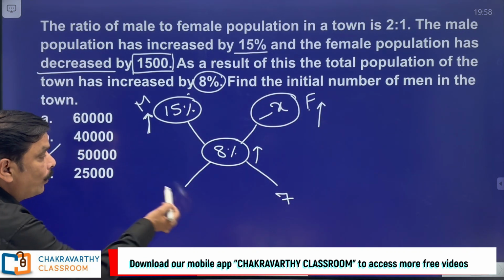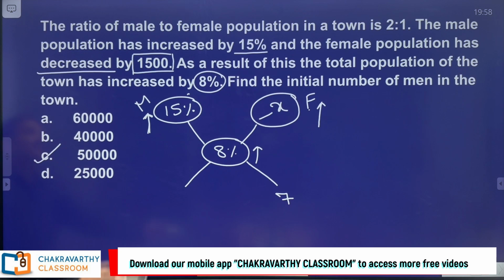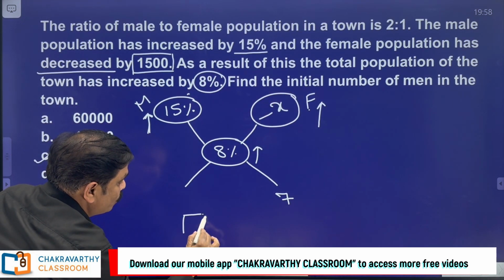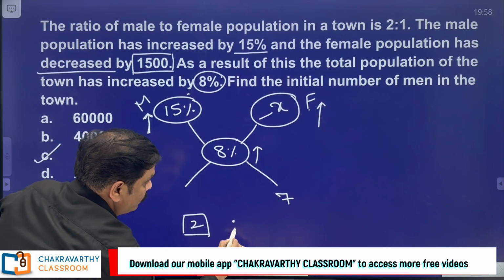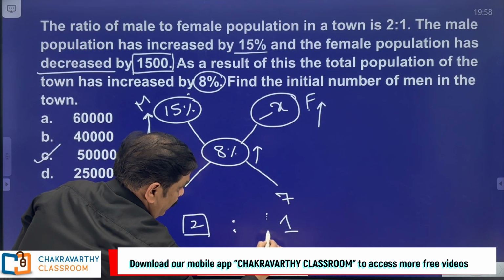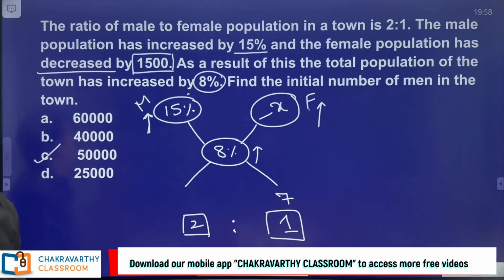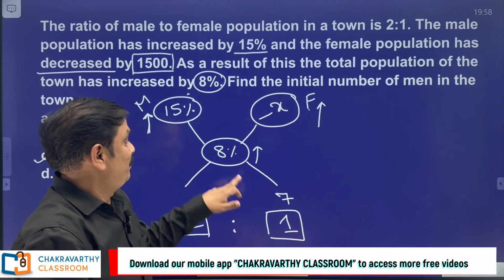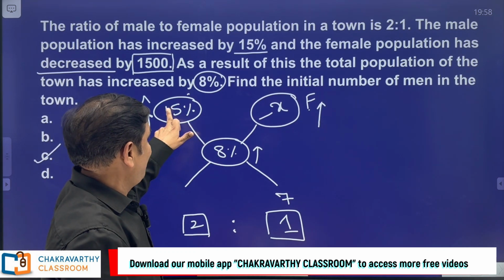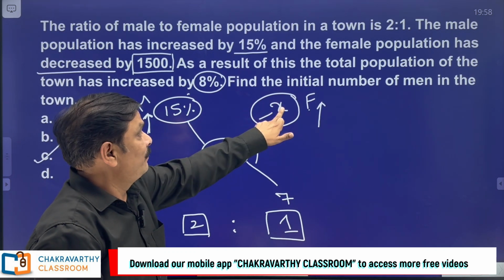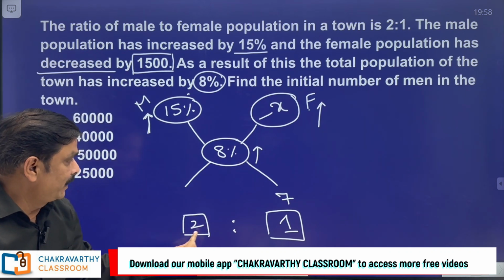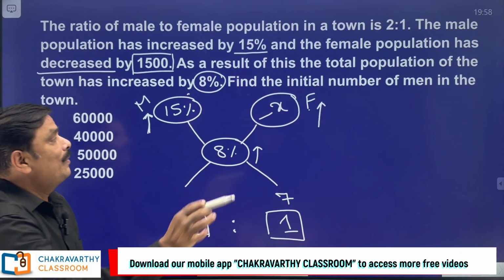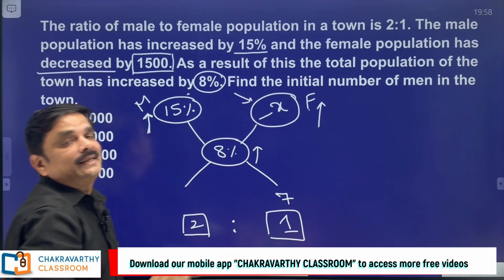But here they have already given the ratio. What's the ratio? Male population to female population is 2:1. I am writing the ratio here, 2:1. Generally, with the help of alligation rules, we find out the ratio, isn't it? Mean value is there. One value here, higher or lower, whatever it may be. Another value here, then I'll finally find the ratio. But here the ratio is already there. Now I'll find what is the value of X here.